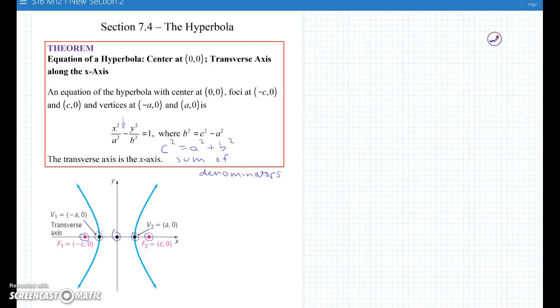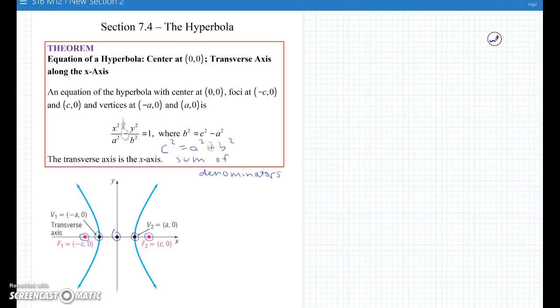So hopefully you've been studying and you remember that the little c squared for the ellipse was the difference of the denominators. Well, now the equation of the hyperbola looks almost just like the equation of the ellipse, except for the minus sign in the middle. So the minus sign goes with the hyperbola equation, then the plus is in the c squared equation.